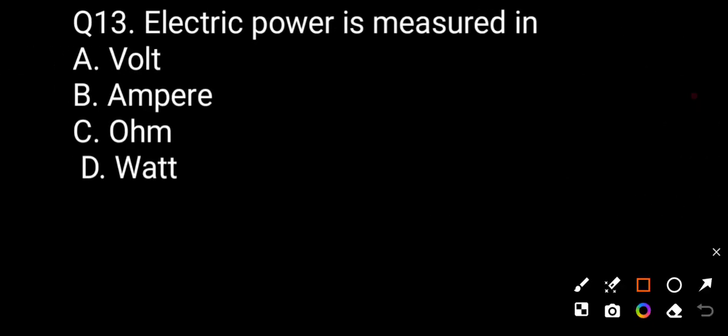Now question number 13. Electric power is measured by option A volt, option B ampere, option C ohm, option D watt. Correct answer will be watt.